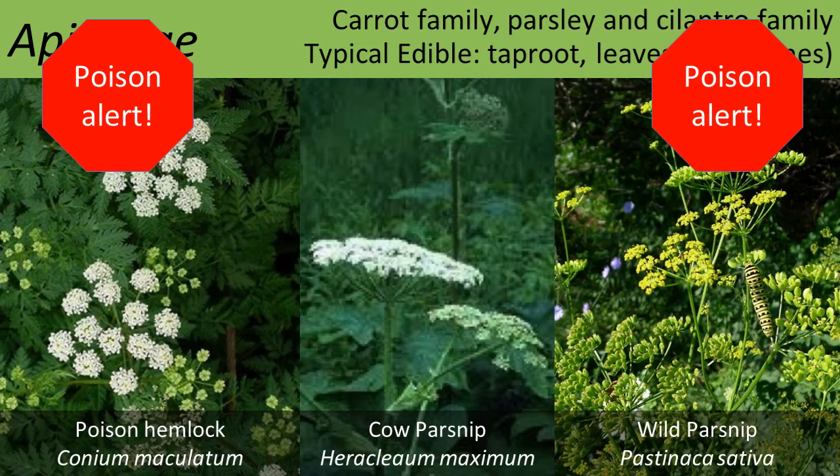And if you're out in the wild and see a plant that looks like parsley or looks like carrot or even Queen Anne's lace, it might be poison hemlock, it might be cow parsnip, it might be wild parsnip, and all of these are considered very poisonous plants and can cause a very extreme dermatitis if you get in contact with their sap.